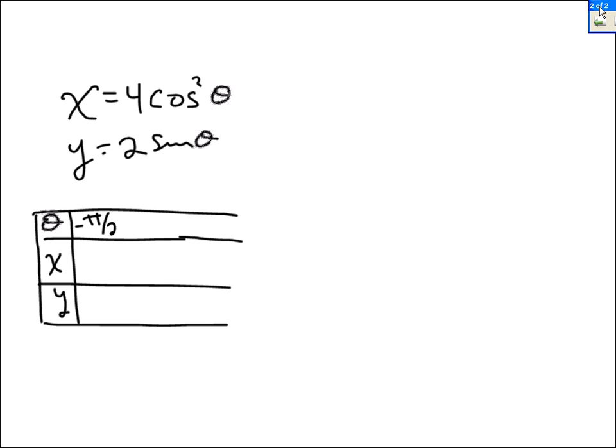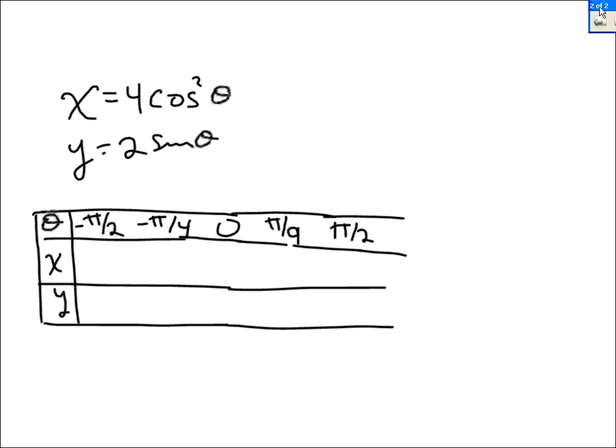Negative pi over 2, negative pi over 4 for theta. How about 0, pi over 4, and pi over 2. Pi divided by 4, pi divided by 2. We want to find the x and y values for those given thetas.